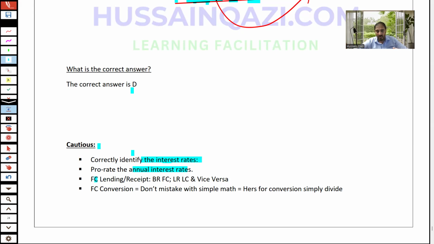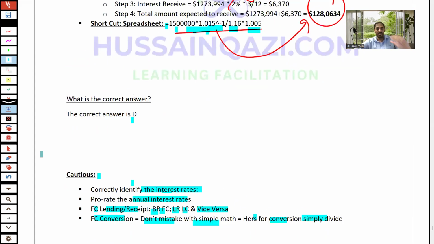Very simple. In the case of foreign currency lending or receipts, use the borrowing rate for foreign currency and the lending rate for local currency. Very simple. And vice versa. Vice versa means in the case of foreign currency borrowings, use the lending rate for foreign currency and the borrowing rate for local currency. Very simple. Foreign currency conversion, don't make a mistake with simple math. Sorry, here is a spelling mistake. Here for conversion, simply divide. Okay, that's all about question 4.